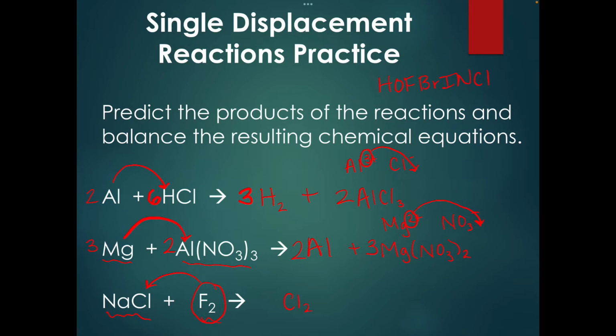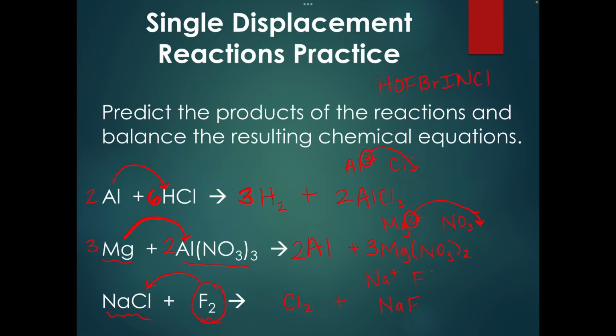Okay, when chlorine ends up by itself, it needs a 2 after it because chlorine is a diatomic molecule and is a member of the Hofbrinkel. So we get that 2 there. Now we need to make our formula for sodium and fluorine. Sodium is Na+, and fluorine is F-. These are equal and opposite, so we do not need to circle and switch. We'll just put them together.